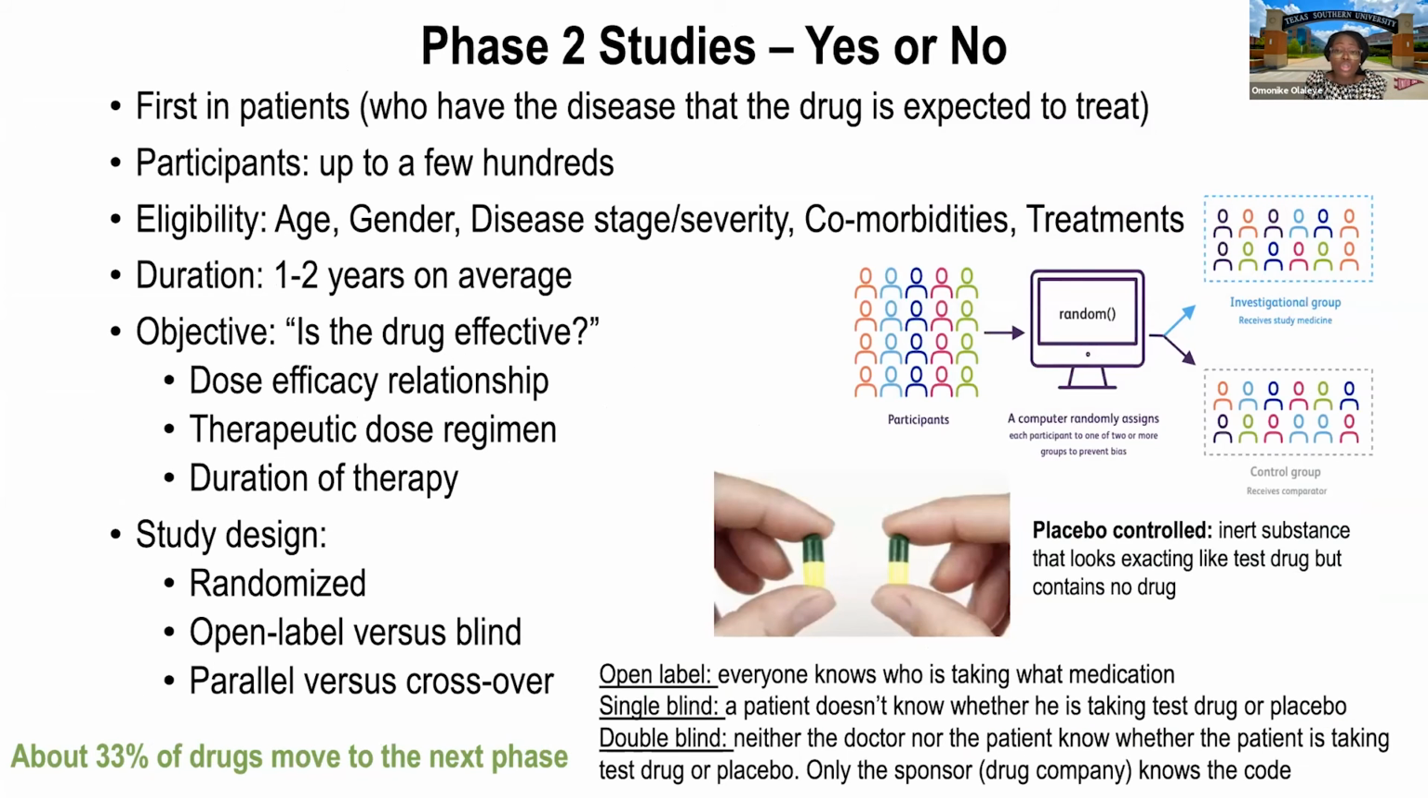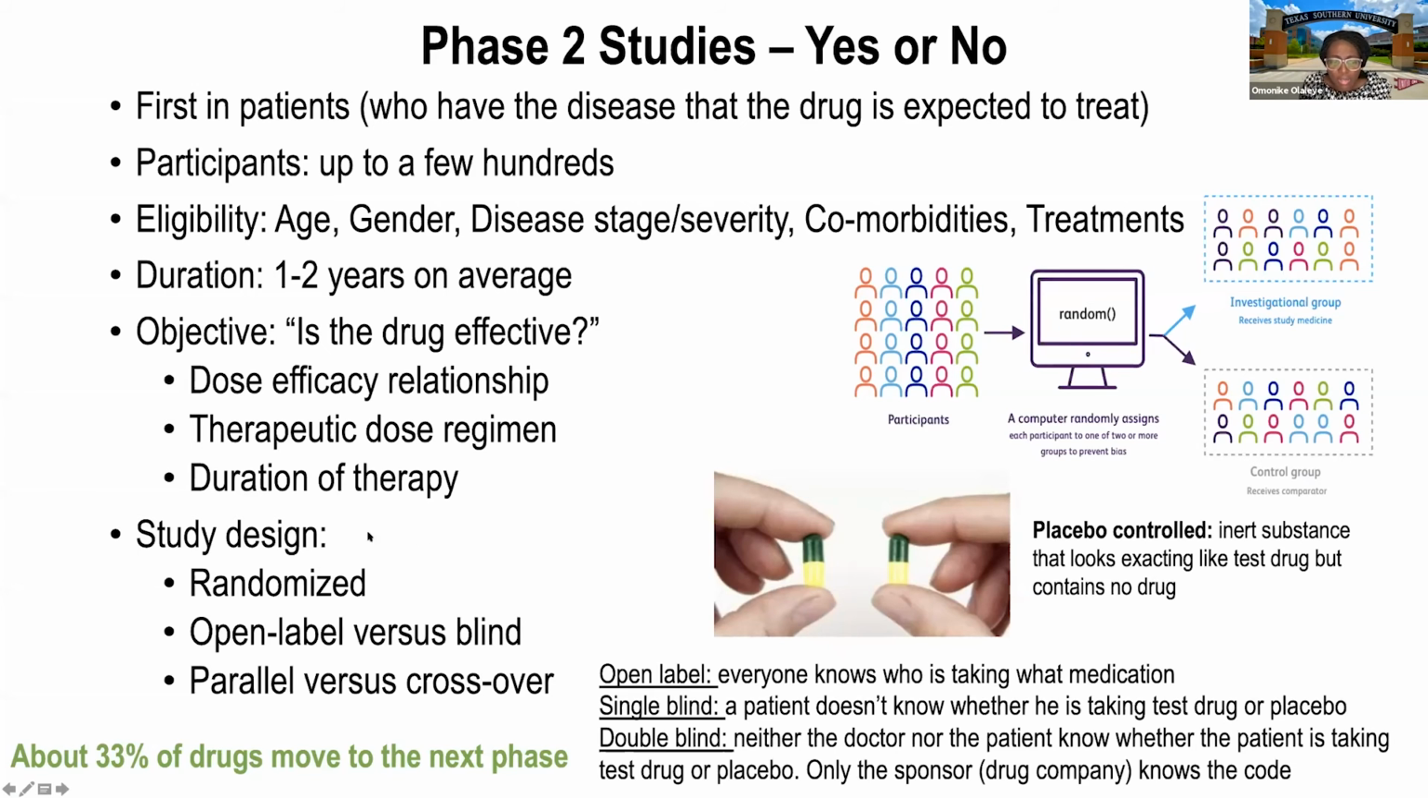And then in phase 2 studies, this is where we want to really ask the question, is this drug effective? What is the efficacy of this drug? We look at the dose efficacy relationship, the therapeutic dose regimen. We also look at the duration of therapy. We design different types of phase 2 studies. This is a study where we look at it first in the patients for the disease of study.